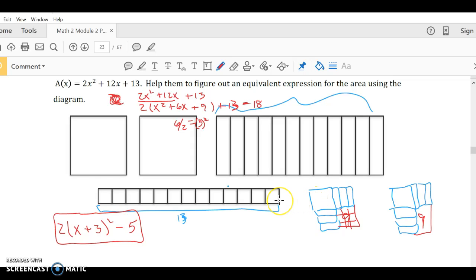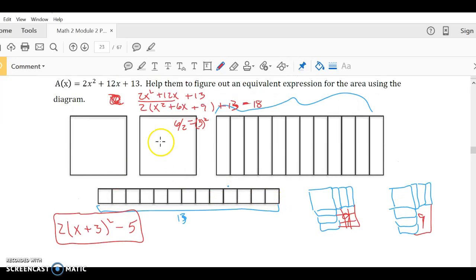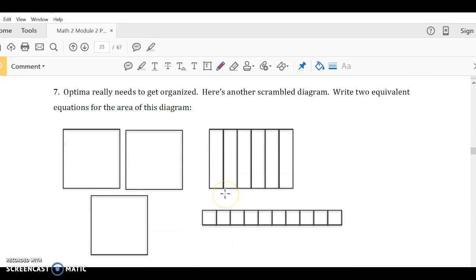So do me a favor, try number 7 on your own, okay? Understand you have to distribute these, right, the squares into rectangles evenly, and then complete the square and see if you have an abundance or a shortage, okay? Pause the video and try number 7 now.